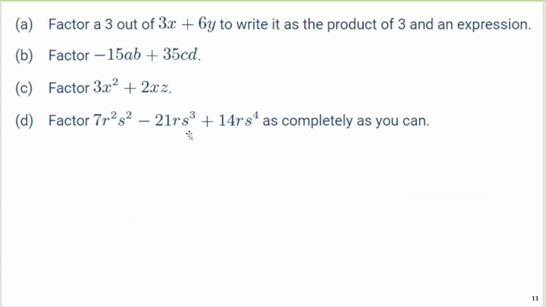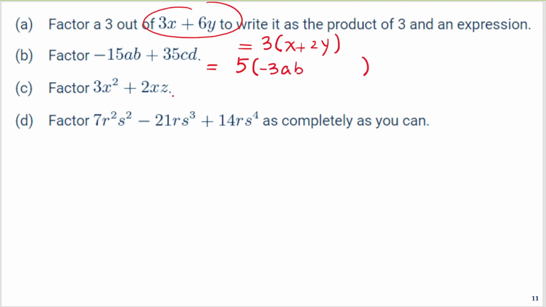And factoring is actually the reverse process of distribution. So, for example, if you want to factor this expression, that means to put the common factor 3 in front. So that gives us 3 times (x plus 2y), right? So this process is called factoring. Again, the second one can be factorized: we can put 5 in front of the parentheses, right? So what's left in this parenthesis is just negative 3ab plus 7cd, right?